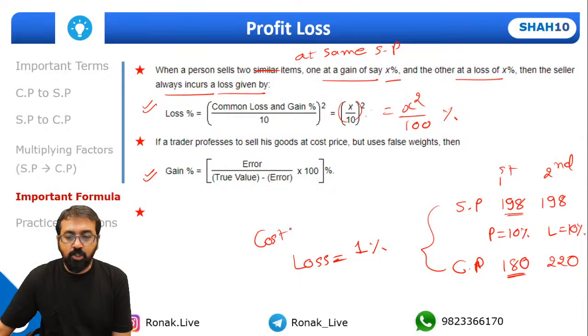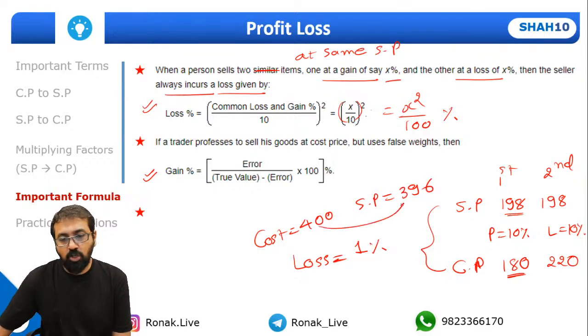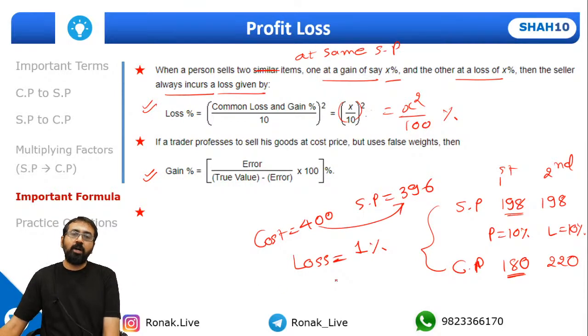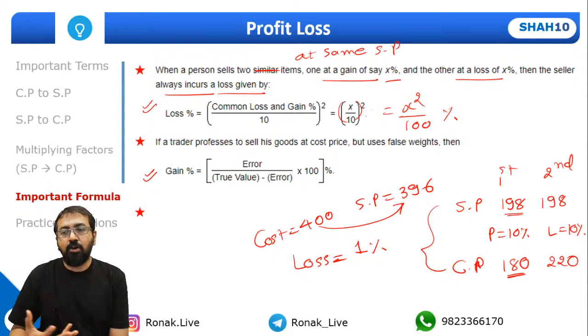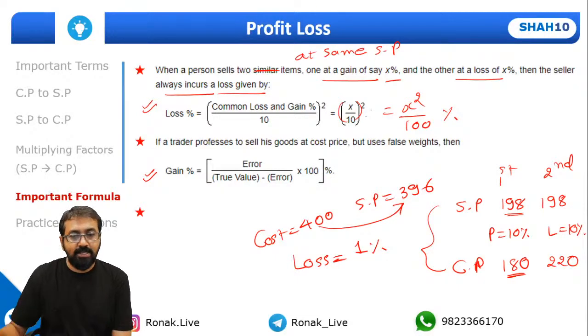Cost कितना है मेरा? टोटल कॉस्ट कितना हुआ? 400. सेलिंग प्राइस कितना हुआ? 396. तो लॉस कितना हो गया मेरा? 1% का हुआ कि नहीं? So this is how you can use this concept.